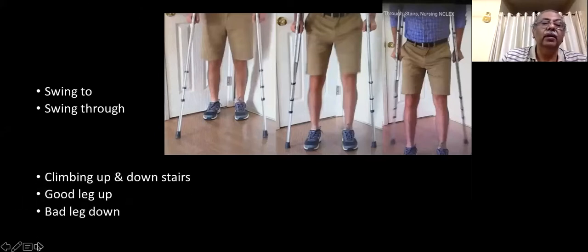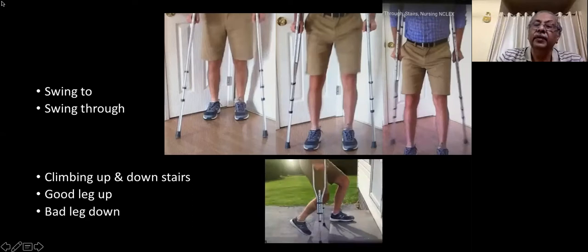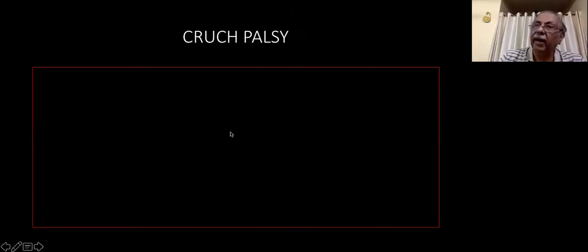Then how can you climb up and down stairs? You always go good leg up and bad leg down. You should remember this: when you are climbing upstairs, the good leg goes up, and when you are climbing downstairs, it is the bad leg down, along with the crutches. So this is how it is: the good leg up and the bad leg down.